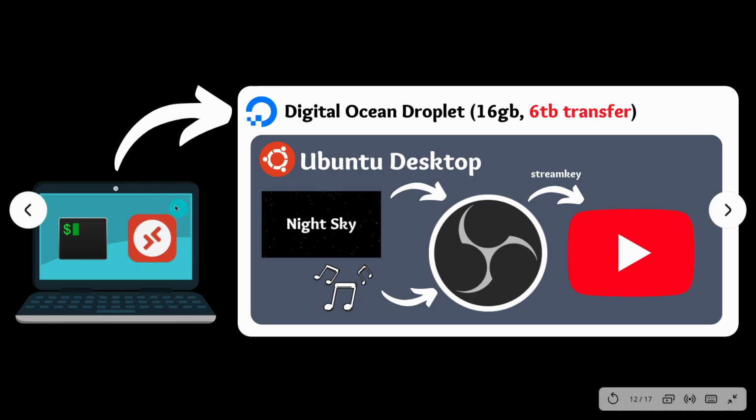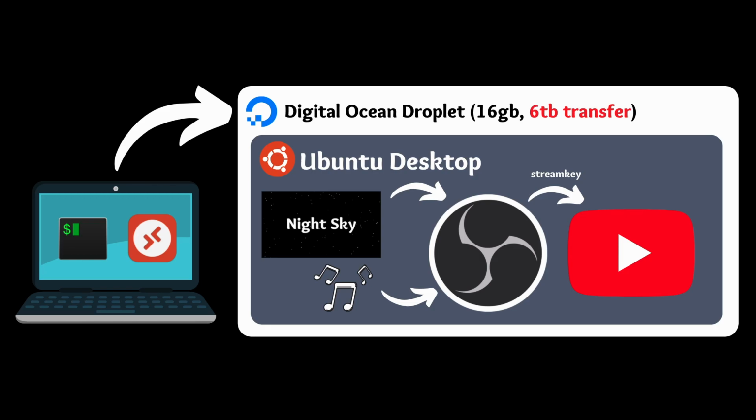So first thing I did is, this is just my Mac, right? What I did was I went to DigitalOcean's website and I created a droplet. And I created this 16 gigabyte droplet. Once I made that droplet, from the terminal, I logged into the droplet and then I ran some commands. Now these commands are inside of the description box.